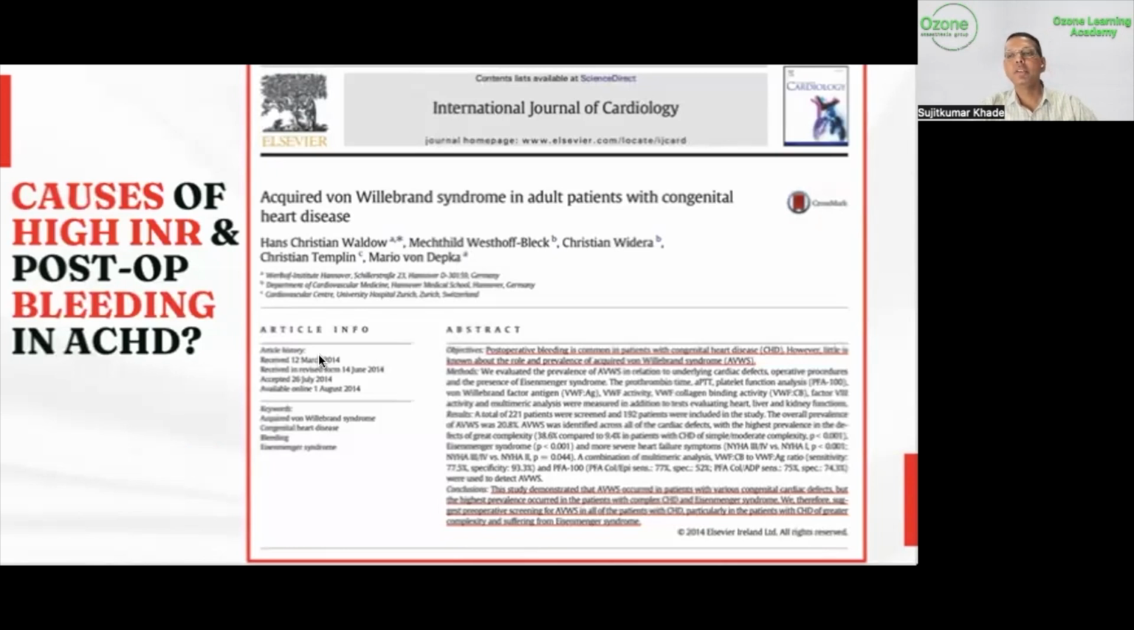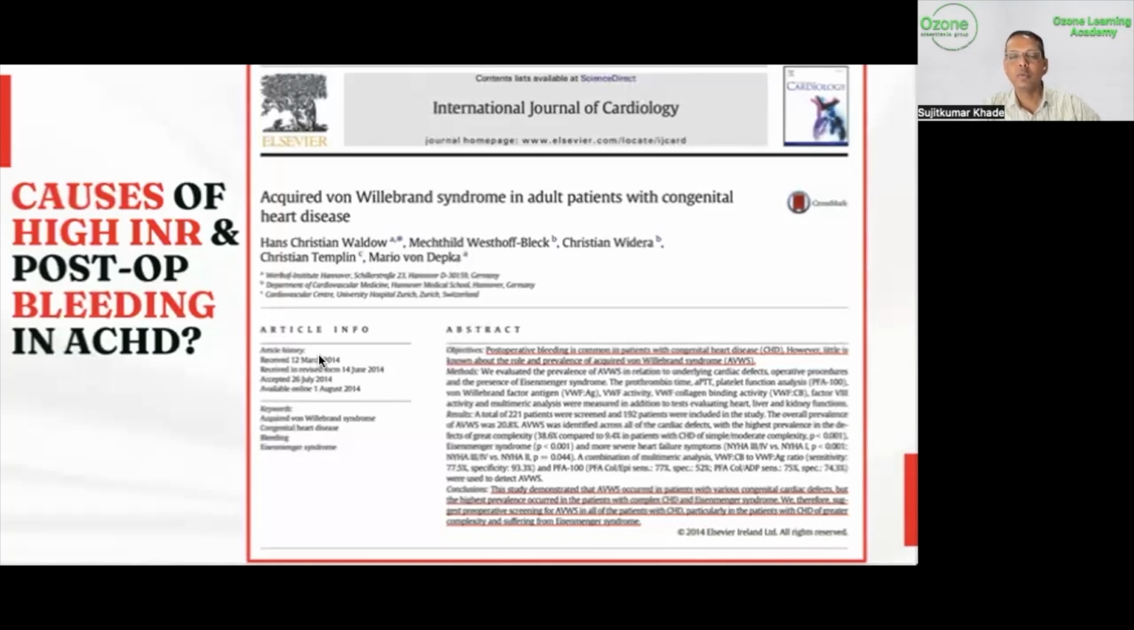This article, published in the International Journal of Cardiology in 2014, helps to explain the cause of very high INR in adult congenital heart disease patients. The authors demonstrated acquired von Willebrand syndrome in patients with various congenital cardiac defects, but the highest prevalence occurred in patients with complex congenital heart diseases and Eisenmenger syndrome. Therefore, they suggested preoperative screening for acquired von Willebrand syndrome in all patients with congenital heart diseases, particularly in those of greater complexity.